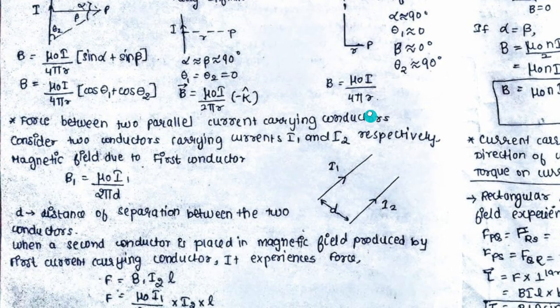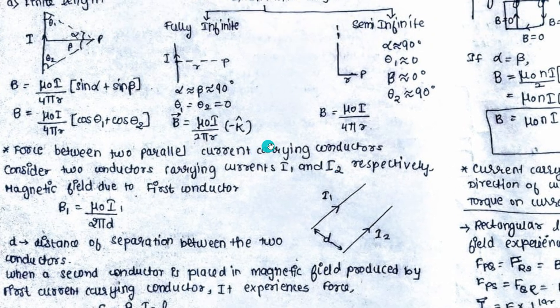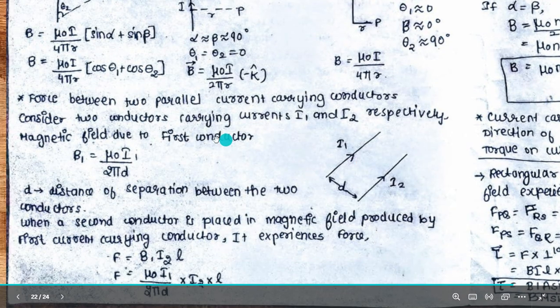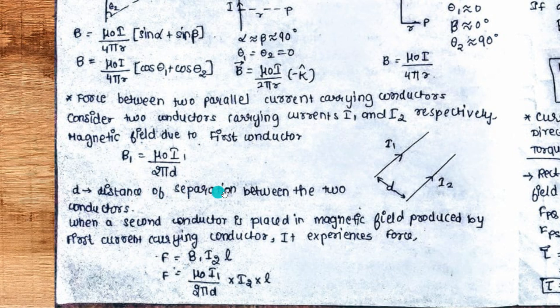Now coming to the force between two parallel current carrying conductors. This is also an important derivation. Consider two conductors carrying currents I1 and I2 respectively. The magnetic field due to the first conductor, carrying I1, is B1 is equal to mu naught I1 by 2 pi d, where d is the distance of separation between the two conductors.